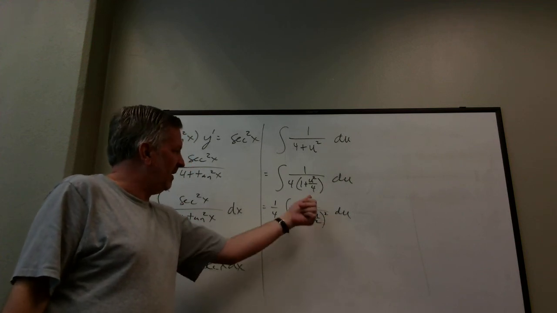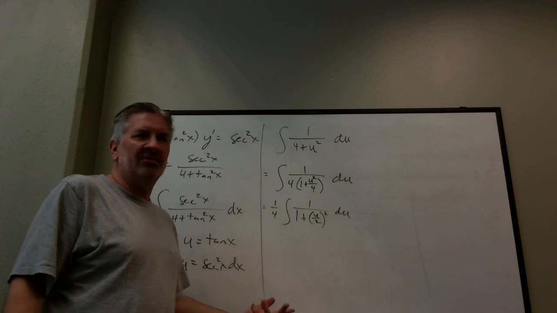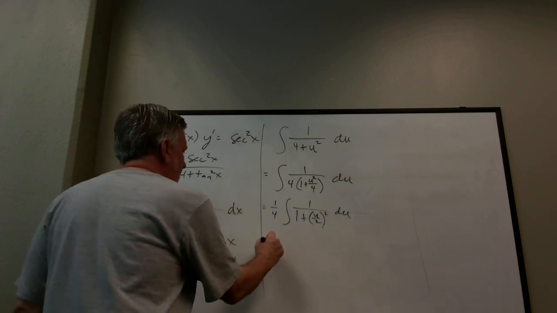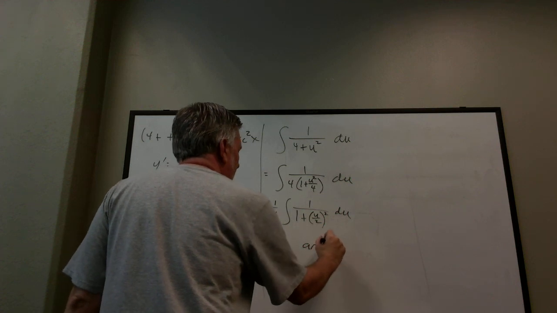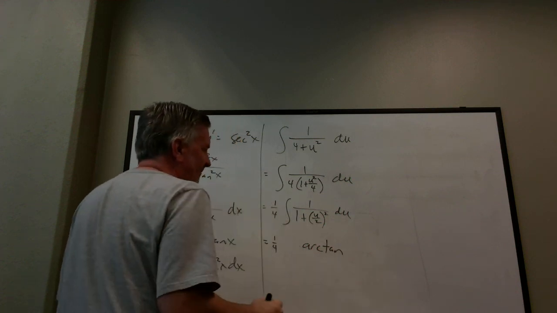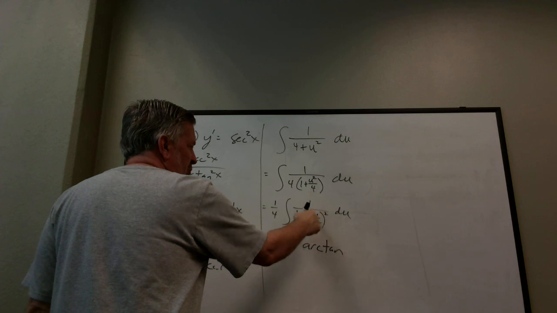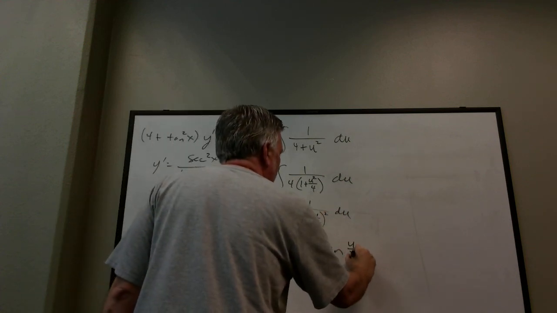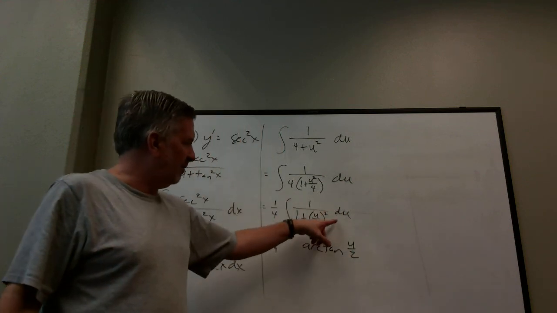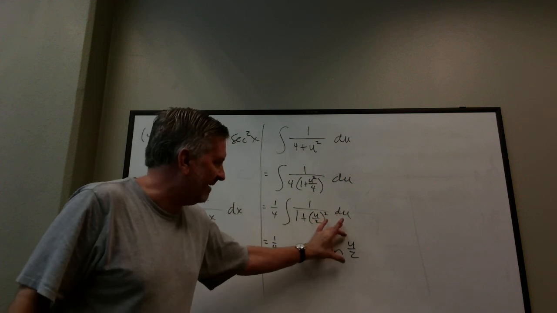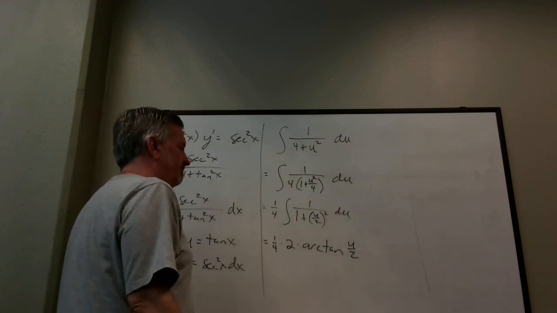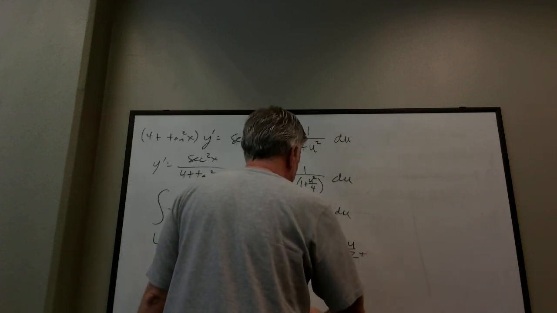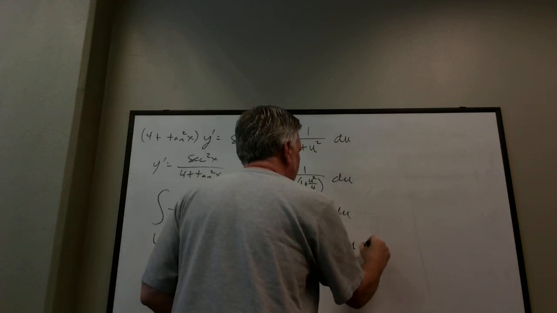If that were w, I'd have 1 over 1 plus w squared. That's just arctan. So I have this 1/4 out front. So I'm going to have arctan, or tan inverse, of u over 2. But you have to adjust for the slope, and notice the slope here is a half, so it's 1 over 1/2, which is 2. Don't forget your plus c.